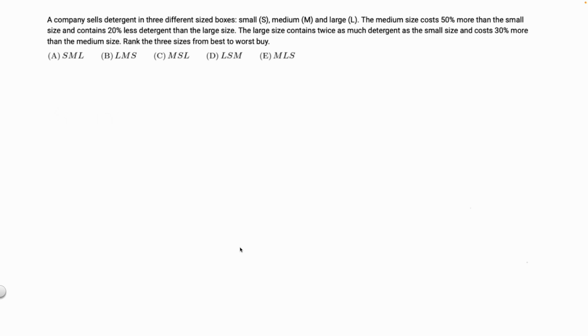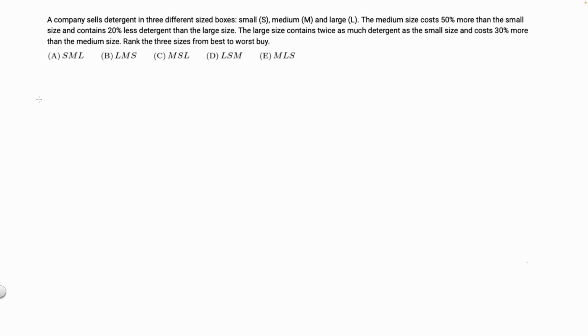A company sells detergent in 3 different size boxes: small, medium, and large. The medium size costs 50% more than the small size and contains 20% less detergent than the large size. The large size contains twice as much detergent as the small size and costs 30% more than the medium size. Rank the 3 sizes from best to worst buy.